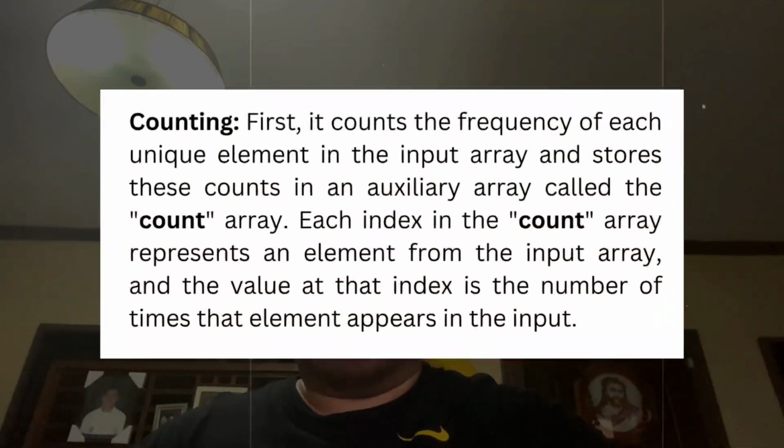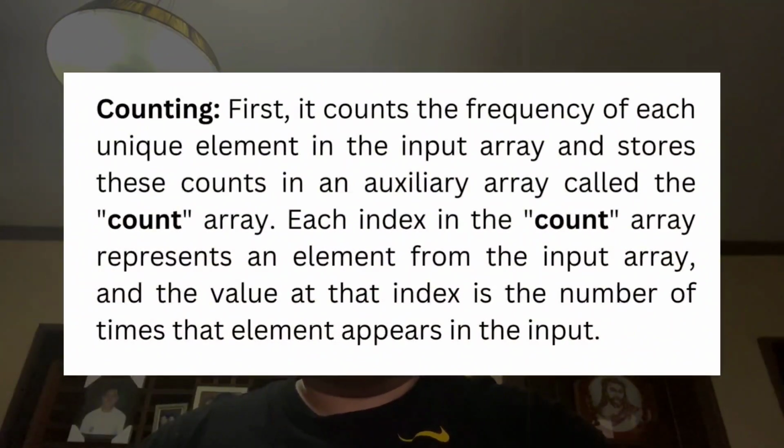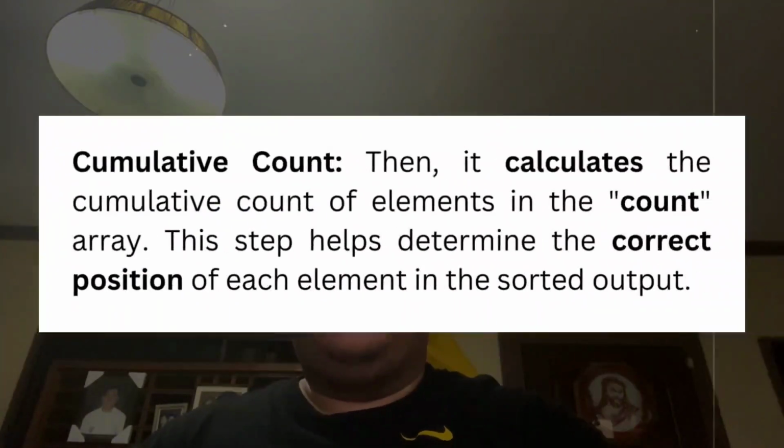Here's how counting sort works. Counting: first, it counts the frequency of each unique element in the input array and stores these counts in an auxiliary array called the count array. Each index in the count array represents an element from the input array, and the value at that index is the number of times that element appears in the input.